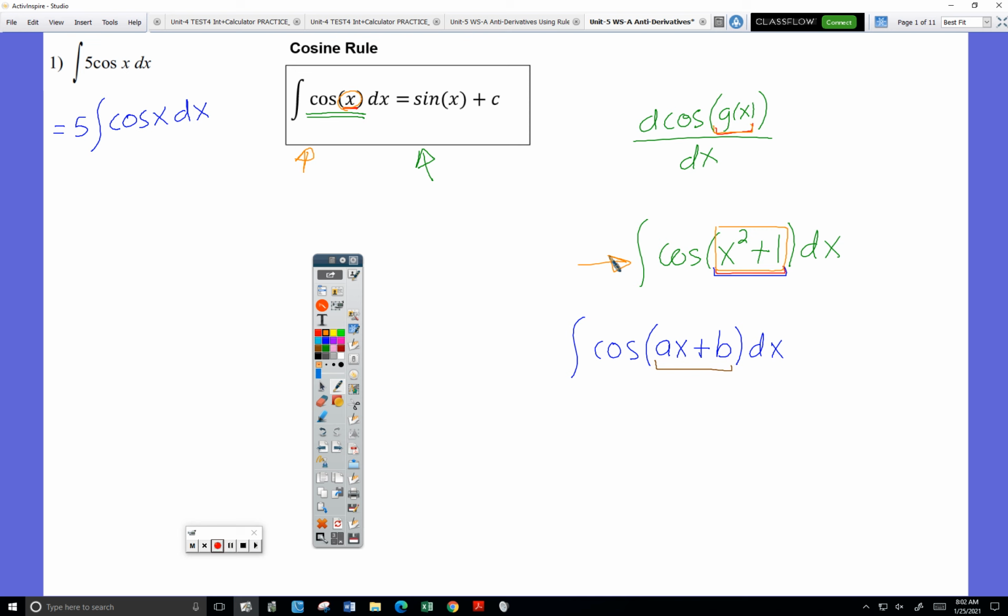However, in this case, once I pulled out the 5, this is a perfect match for this. So just like with derivatives, all we're doing is we're just using the equal sign and declaring that this can be replaced with this. So that's what we do.